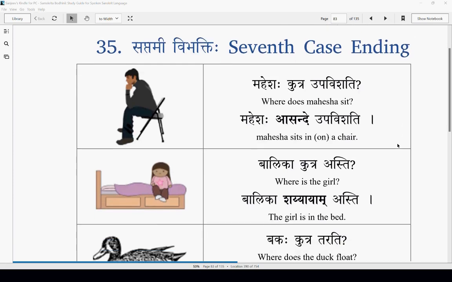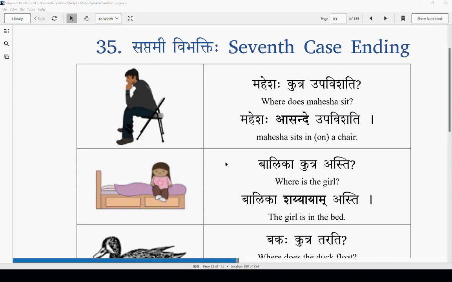Udaharanamatra. Neela Bhagini, Krupaya Pathatu. Shubhashra Bhagini. Maheshaha Putra Upavishati. Where does Mahesha sit? Maheshaha Asande Upavishati. Mahesha sits on a chair or in a chair. Should I continue, Mahodaya? Yes, please.